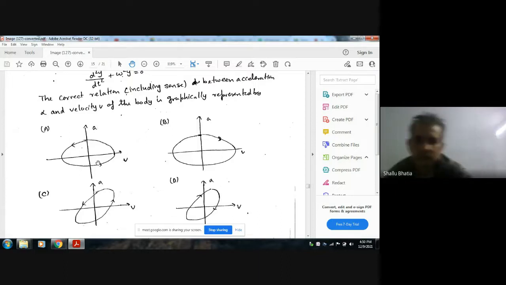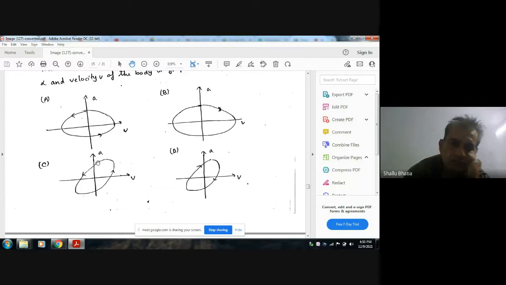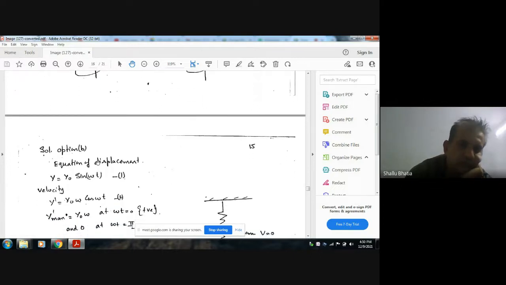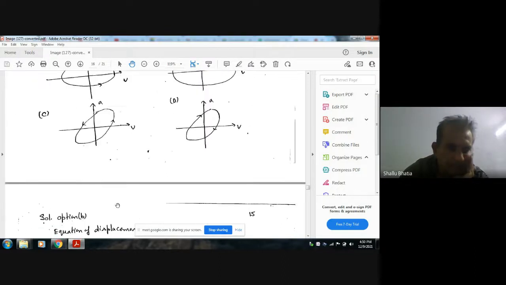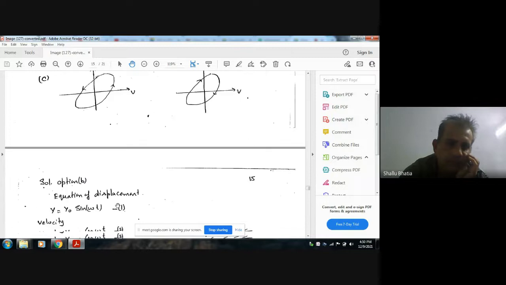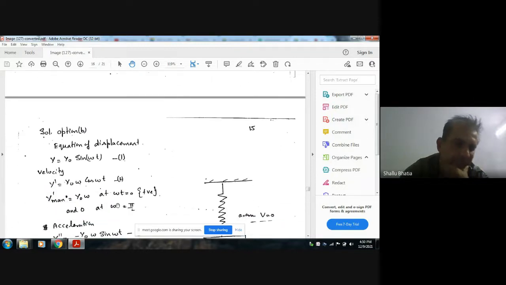Now we know in the simple harmonic equation, the displacement is y equal to y naught sin omega t. If we differentiate it, we get velocity, that will be y naught omega cos omega t. That is equation number 2. Now when omega t is 90, the velocity will be 0. And when omega t is 0, the velocity will be maximum and positive.